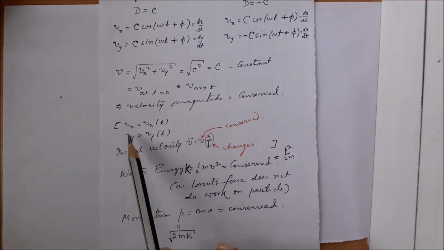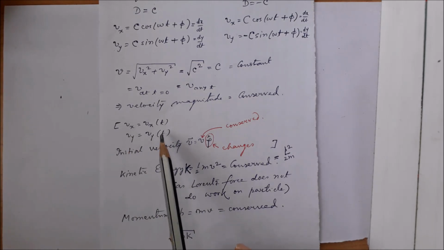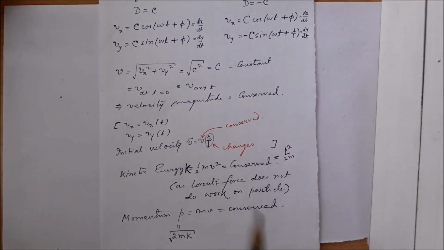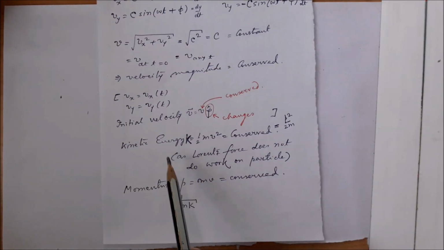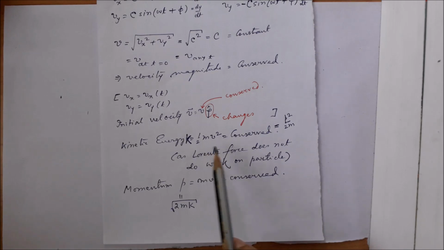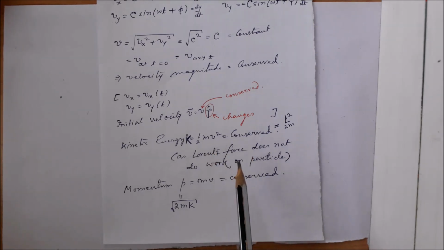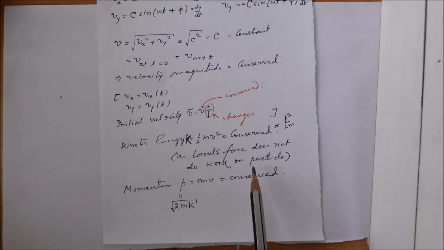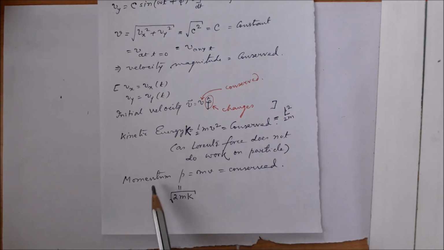But Vx and Vy are functions of time due to the presence of cos and sine. Also clear that kinetic energy, which is half mv square, is conserved. And this we showed in the first problem we did, and it follows from the fact that Lorentz force does not do any work on the particle. Also evident that momentum p, which is mv, is conserved.